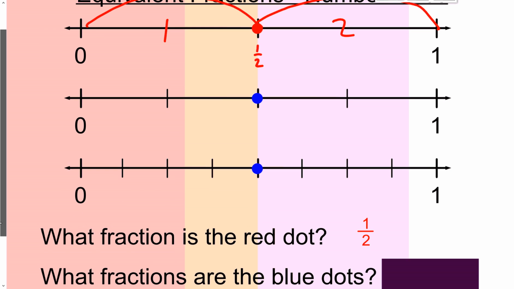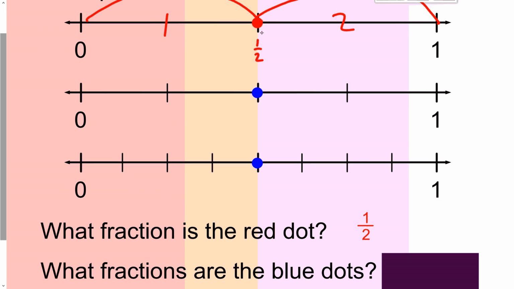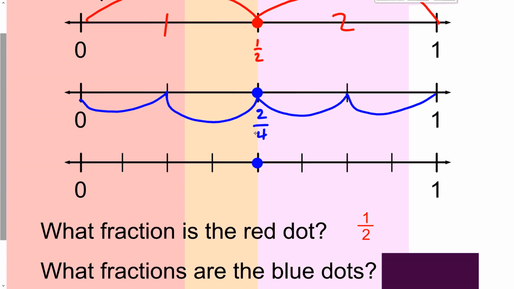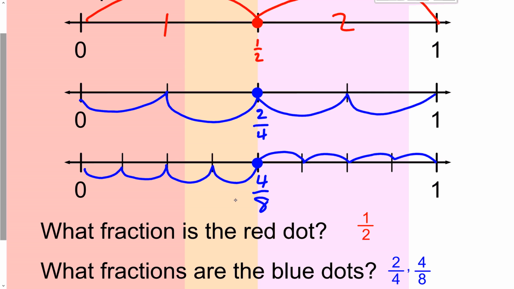Well, we've got some equivalent fractions here. If you look at that blue dot, isn't that blue dot right underneath the red dot? So let's figure out what that blue dot is. That blue dot is 1, 2. Oh, it's the second space, 3, 4 out of 4, so 2/4. And then this blue dot down here, well, that's 1, 2, 3, 4 out of 5, 6, 7, 8, 4/8. So those are our blue dots, 2/4 and 4/8.